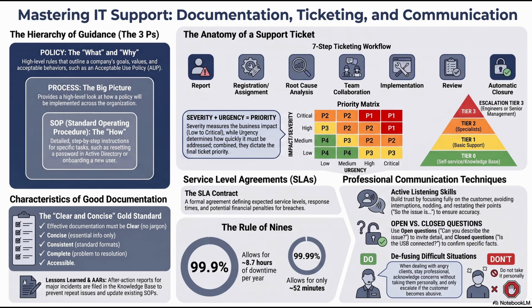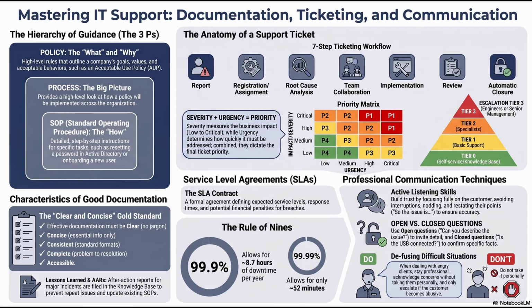It does. An SLA is a binding contract defining expected service levels. You can have internal SLAs, like the internal IT team promising the marketing department a 24-hour turnaround for non-urgent requests, or external SLAs, like your internet service provider legally guaranteeing 100 megabits per second throughput to your building. Yes. And they measure system uptime using something called the rule of nines. Yes, availability is measured in nines.